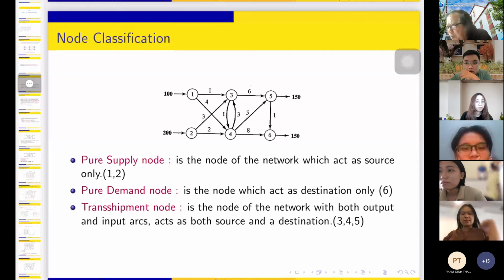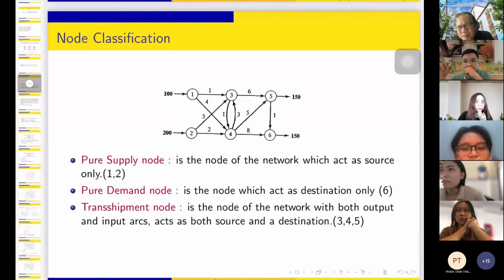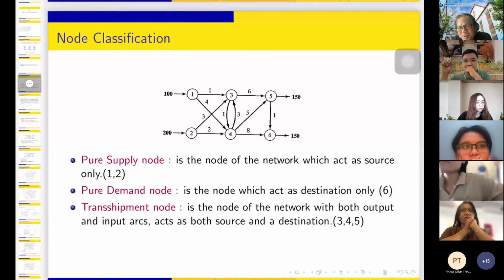But node number 5 also needs 150, is that right? Yes, but it can also supply to node 6. So by definition, node 5 has both output and input, so it acts as both a source and a destination. It is a transshipment node, not only pure demand. It can supply. So in general, node 5 is a transshipment node.